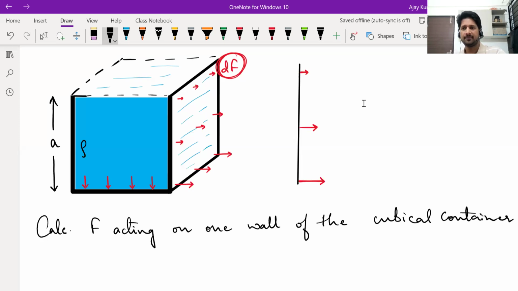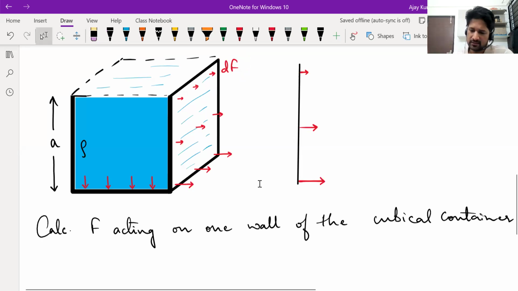Any answers, anyone? See, the aim is to derive an expression for the force acting on the wall of the container. Why are we not able to directly do it? Because the pressure on the wall is not uniform. The wall is flat, but the pressure is not uniform, so we can't directly write force as pressure into area. Then what to do?